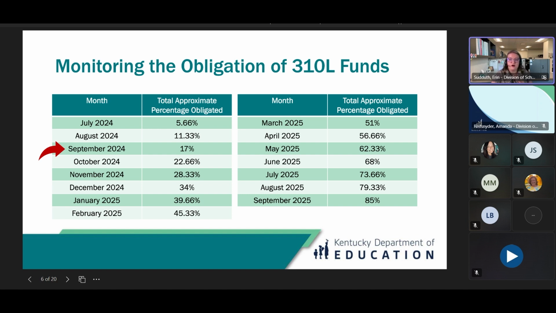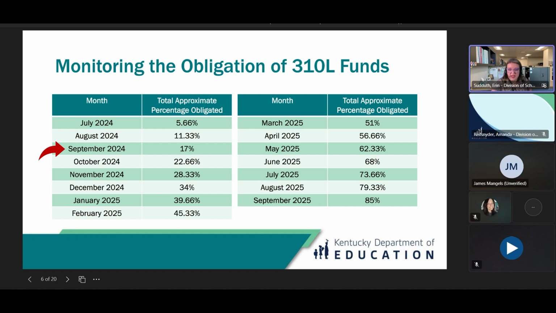Now, if you have already obligated more than that, that's okay. You just want to keep an eye on it. If it's significantly less, you might consider increasing how you monitor expenditures. Maybe that's those conversations with the finance officer, maybe meeting with the principals to talk about their spend down of funds, etc.